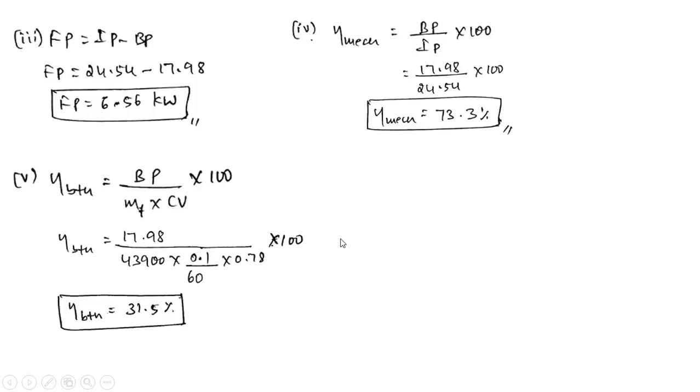And for indicated thermal efficiency, again we will make use of the same thing. One more thing in the problem statement was to calculate the indicated thermal efficiency. That will be similar to this, the only change is that instead of BP, brake power, used for brake thermal efficiency, for indicated thermal efficiency we will make use of IP here. I will substitute that 24.54 here, whereas the other terms remain the same. Substitute that and calculate the value of indicated thermal efficiency, and write that value.